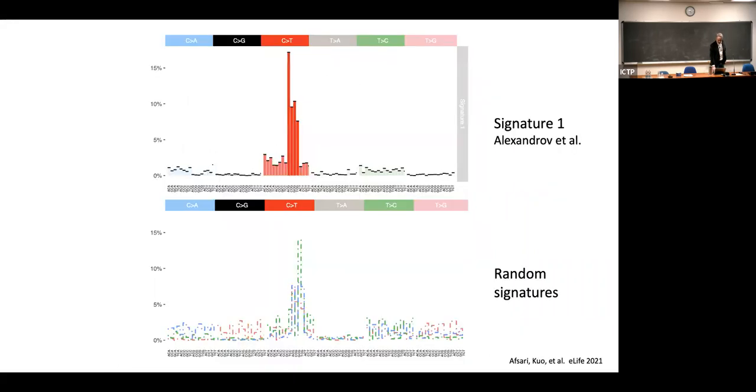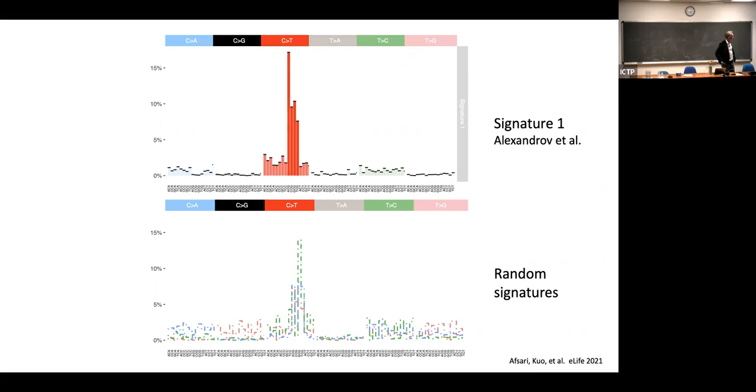So what we did here is we decided to do a test. Here is the probability distribution that I just described, and the signature one, which is aging. So this is, in a sense, you could say the R signature, okay? The signature of just normal processes. I call them normal replicative endogenous processes.